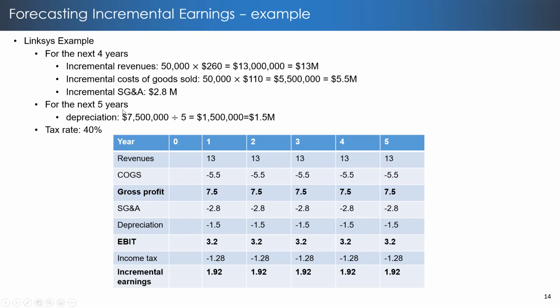For the next 5 years, we can calculate depreciation using the linear depreciation way, or straight line depreciation method. Meaning that over 5 years, we're going to assume that the $7.5 million equipment is going to depreciate to a value of 0 at a constant pace, so for each year we end up with a depreciation value of $1.5 million.